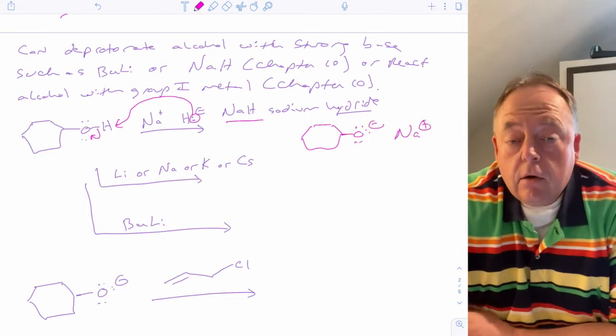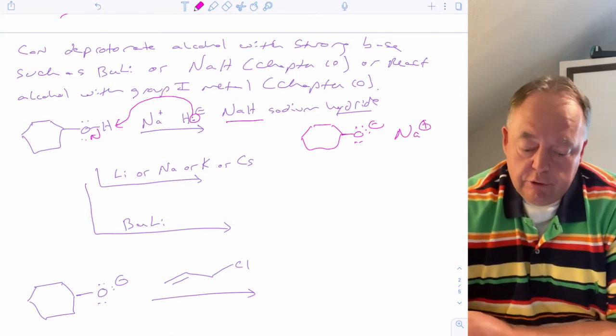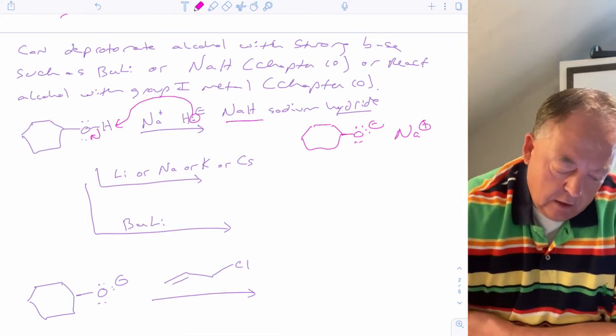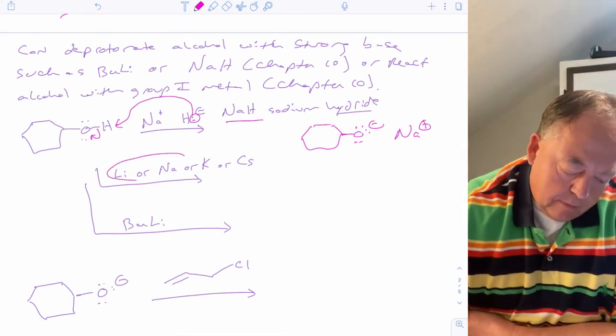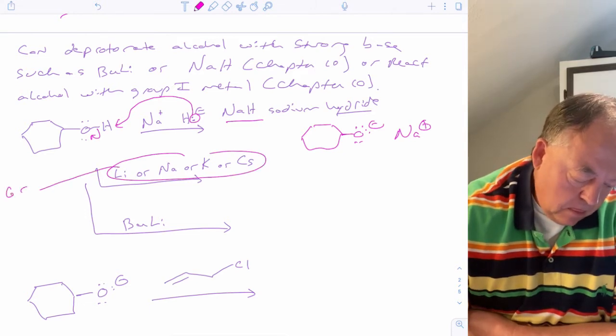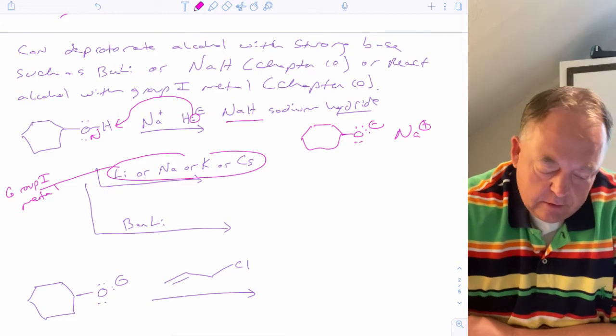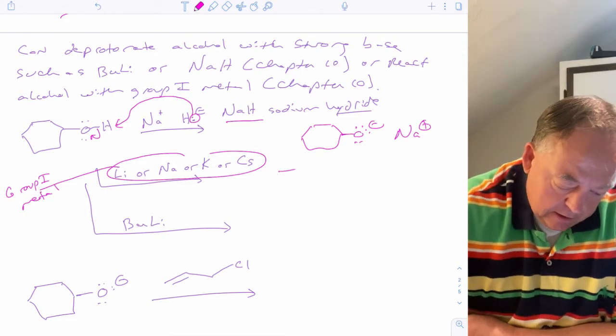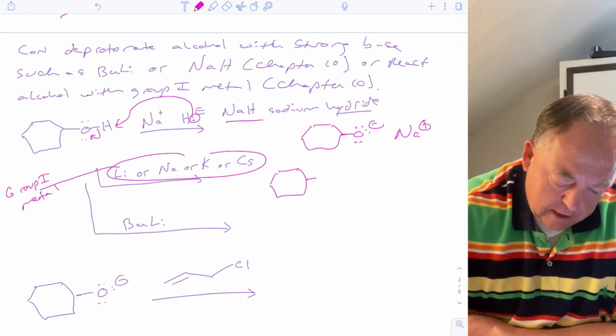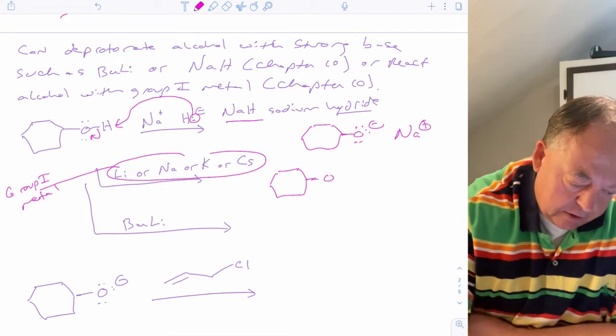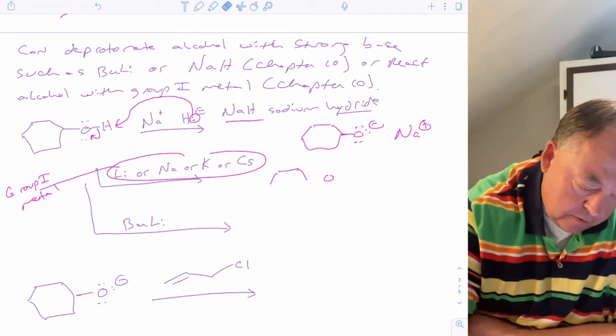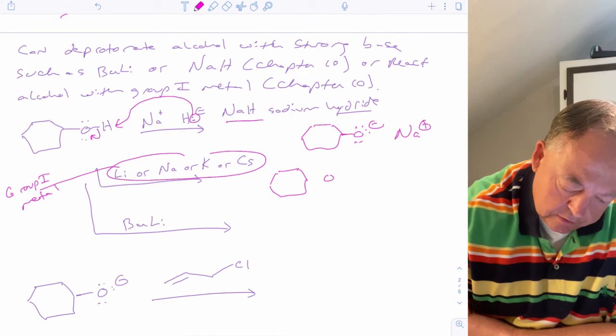Right, so you can make that alkoxide, which is a good nucleophile that you could use for an SN2 reaction. Or, as we've looked at, you could just use a group 1 metal, so lithium, sodium, potassium, cesium. We won't go through the mechanism here again. You can refer back to chapter 8 or 10 video if you want to see how this reaction works.